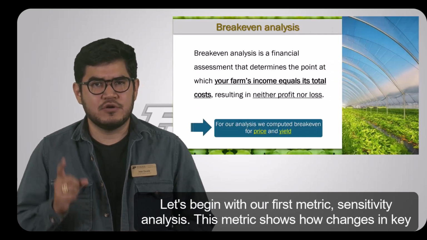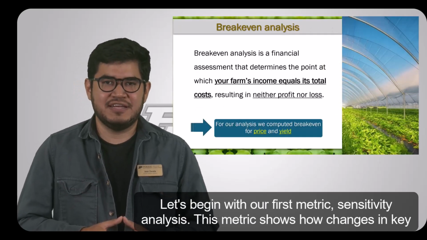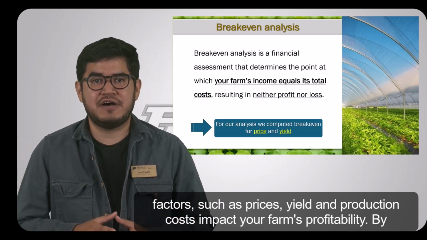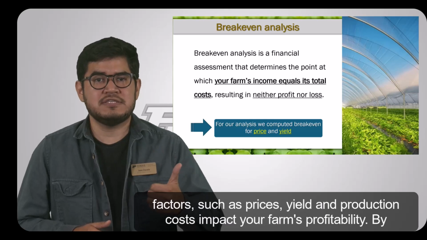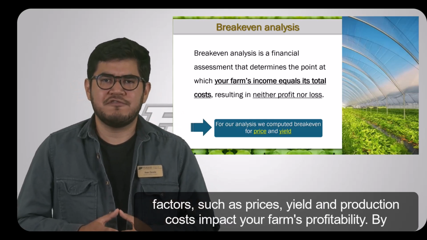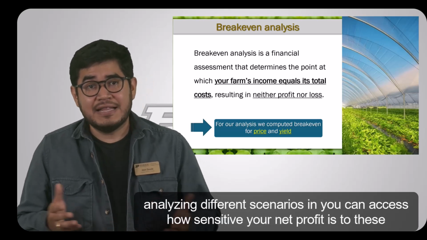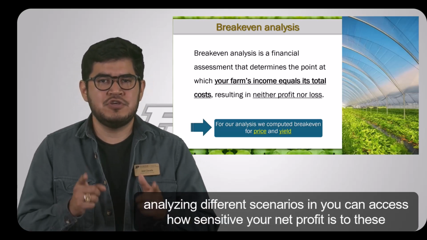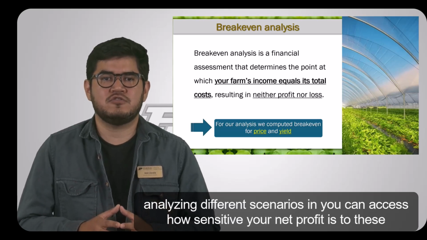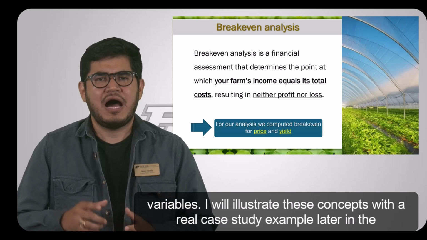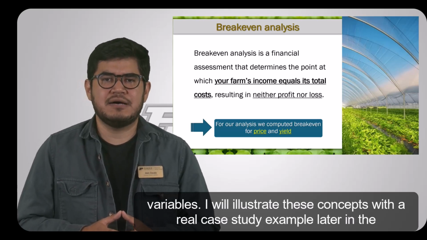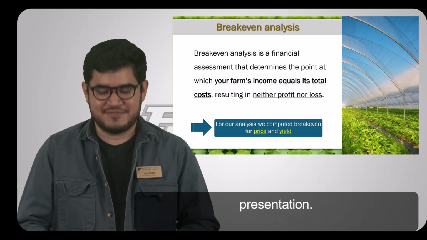Let's begin with our first metric, sensitivity analysis. This metric shows how changes in key factors such as prices, yield, and production costs impact your farm profitability. By analyzing different scenarios, you can assess how sensitive your net profit is to these variables. I will illustrate these concepts with a real case study example later in the presentation.